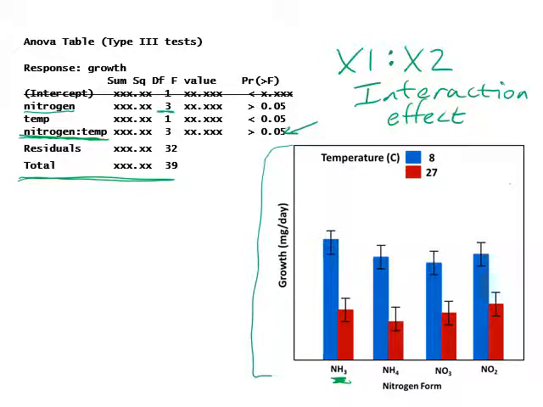and you see that it's not significant, right? The lines are parallel across the graph. The effect of one of the independent variables is the same at each level of the other independent variables. So in this example, the difference in growth due to temperature is about the same within each nitrogen type. Okay, so there's no significant interaction effect.